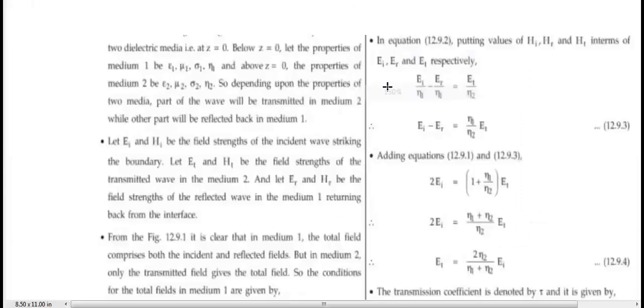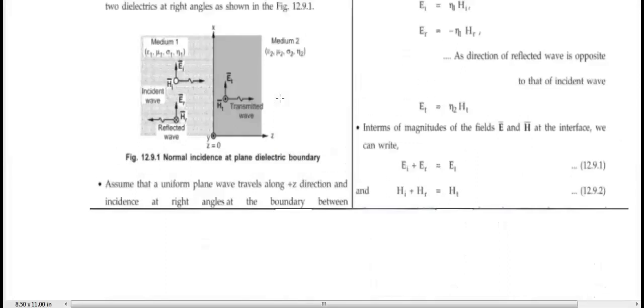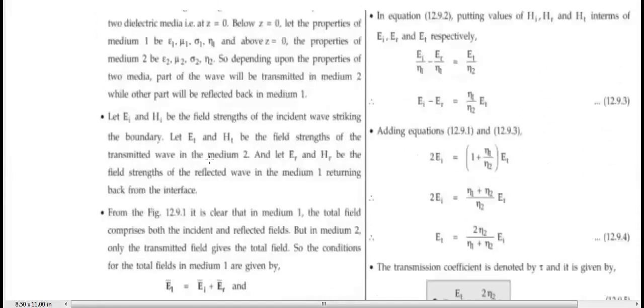So, depending upon the properties of the two media, a part of the wave will be transmitted in medium 2, while the other part will be reflected back in medium 1. In this diagram, there is a reflected wave, a transmitted wave, and the incident wave itself. We are discussing only normal incidence here.